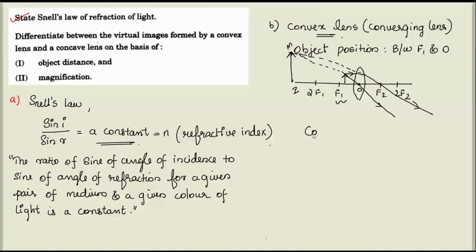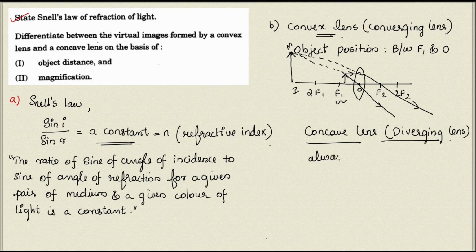But when we consider a concave lens, which is a diverging lens, it always gives a virtual and erect image. It has only two ray diagrams. As it is a diverging lens, it has a virtual focus. So it always gives a virtual and erect image. And the ray diagram of the concave lens is very easy. Definitely the image will be formed on the same side of the object.